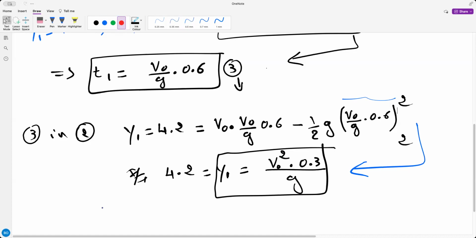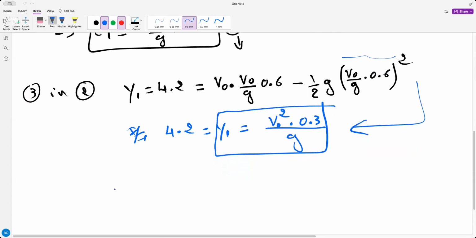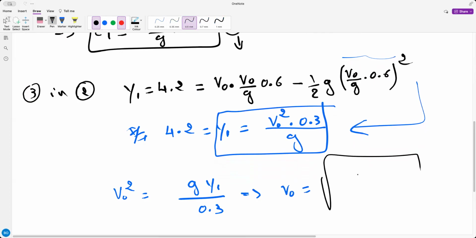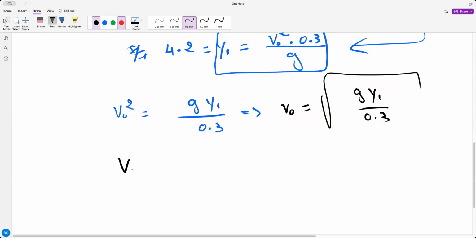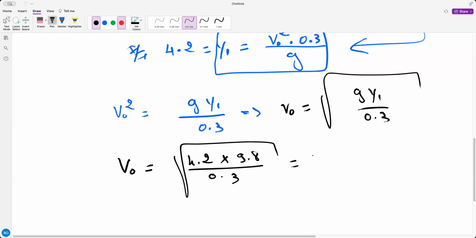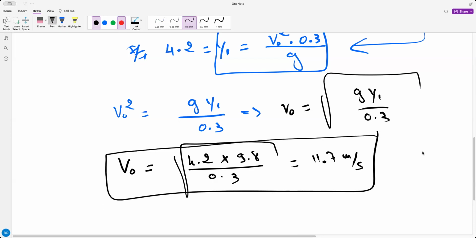So this will give me the initial velocity as a function of y1. The initial velocity v0 squared will be equal to g y1 divided by 0.3, which means v0 is equal to the square root of g y1 over 0.3. And the final result will be the square root of 4.2 meters times 9.8 divided by 0.3. This will give me 11.7 meters per second. This is the initial velocity in this case.